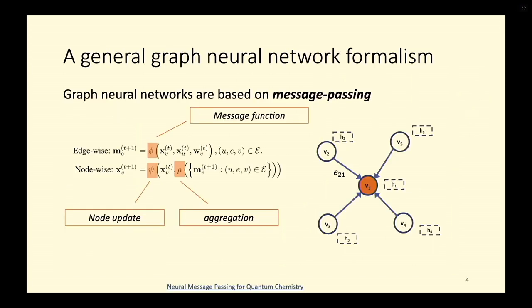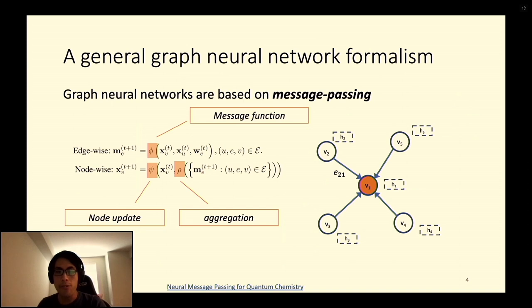Now let's take a deeper look to see how graph neural network works. Graph neural network can be formulated as message passing. The basic idea is that a node can send a message to its adjacent nodes, basically neighbors. Then each node aggregates all the messages received from its neighbors and uses those messages to update its own representation. The process of message passing can be customized with three functions.